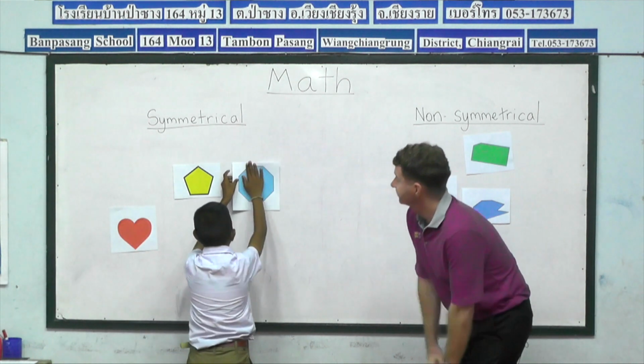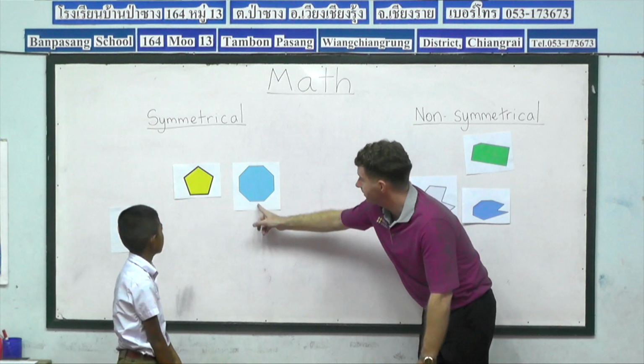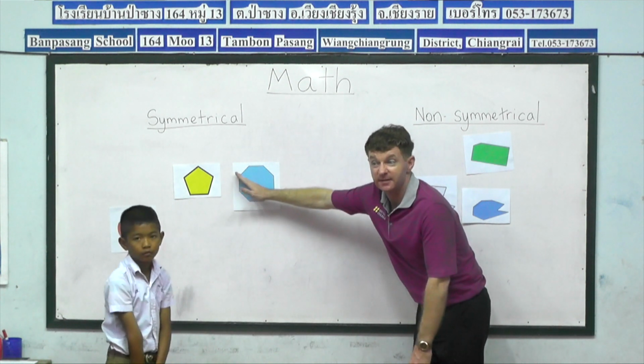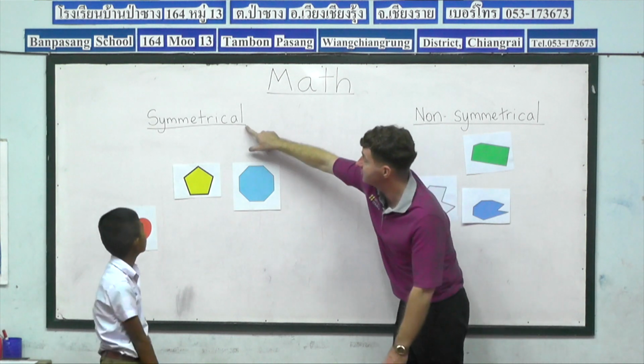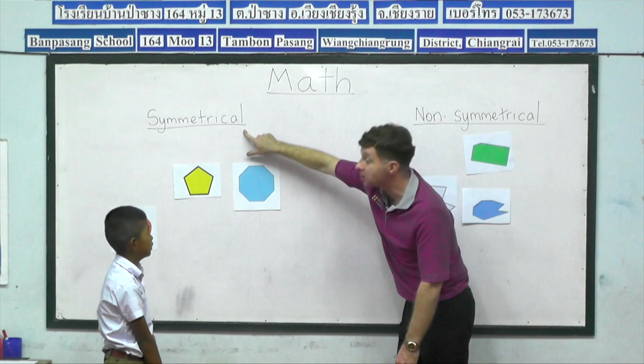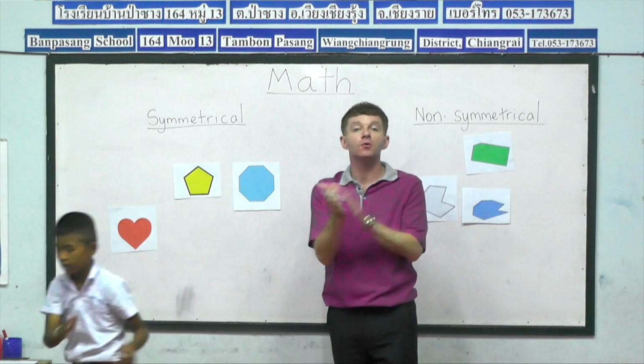That's great. You can see, imagine the line going down the center. The left-hand side is the same as the right-hand side. And Pat, what do we call these shapes? Symmetrical. Well done. High five. Big round of applause for Pat.